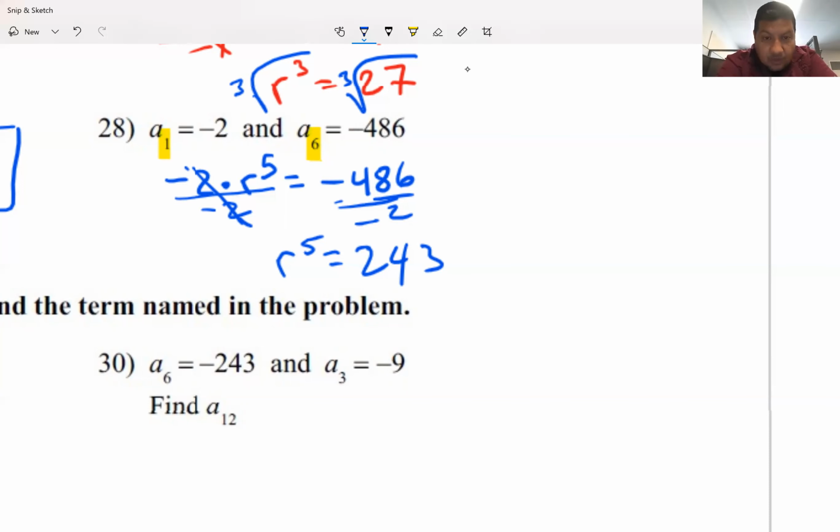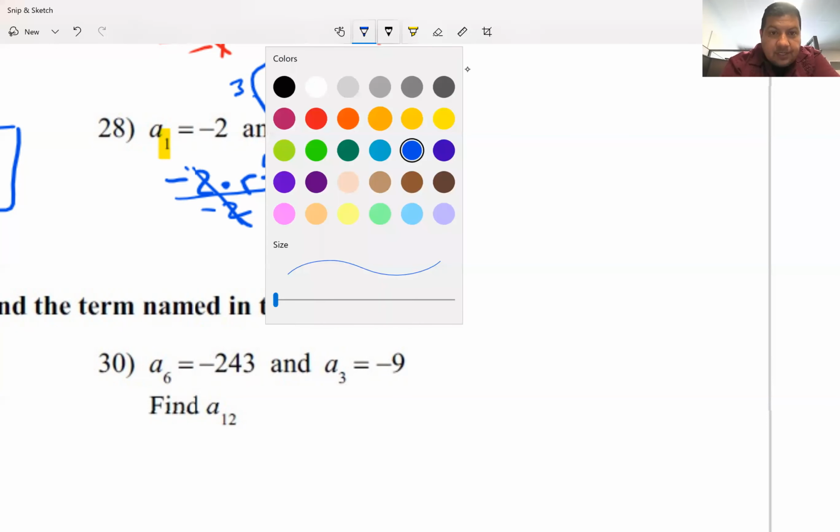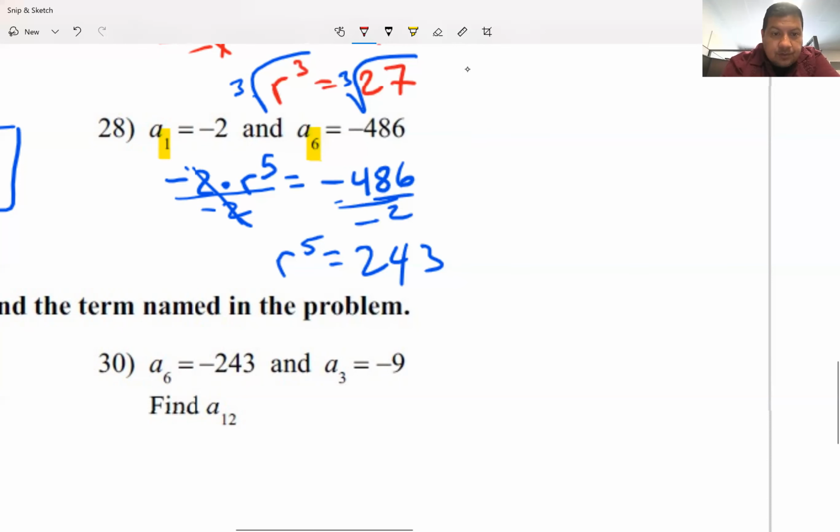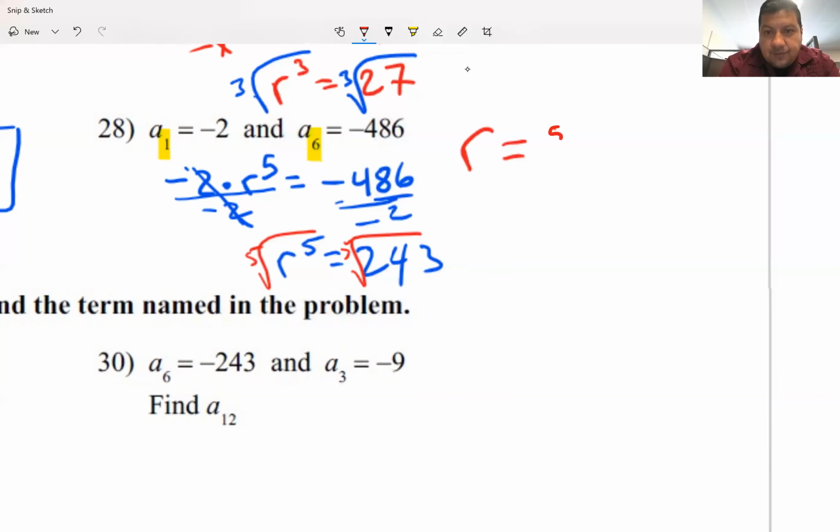And I said earlier, the way you're going to undo an exponent, right? The opposite of an exponent is a root. In this case, it's a 5th root. So I'm going to say the ratio is the 5th root of 243. And I'm going to type that in. The 5th root of 243 is 3.